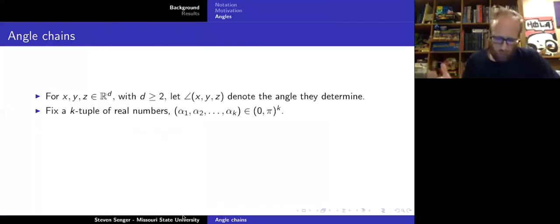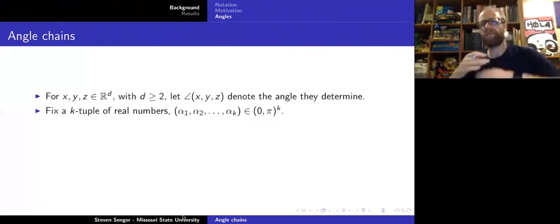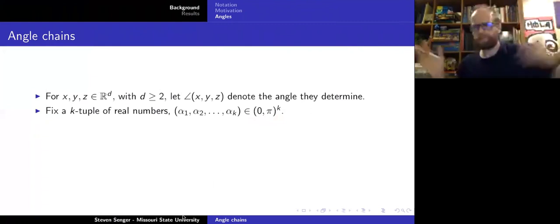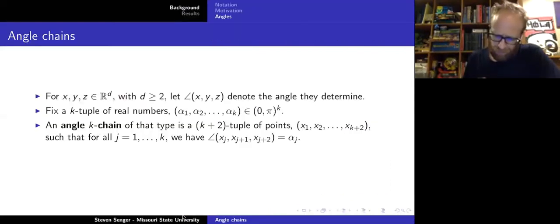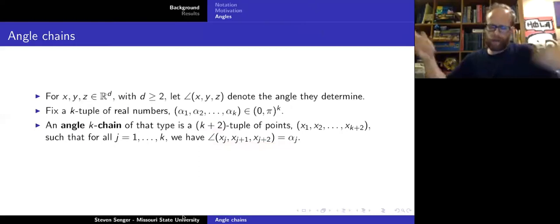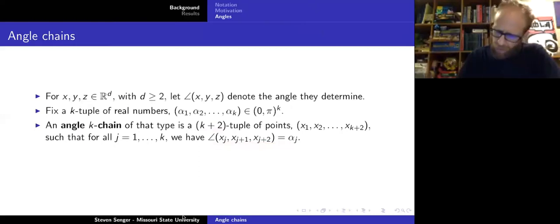If I have a K tuple of real numbers and I'm going to put them between 0 and pi, I'm not going to think about angles greater than pi just because you can flip them over. An angle K chain is then going to be a K plus 2 tuple of points that has the K angles that I've talked about.